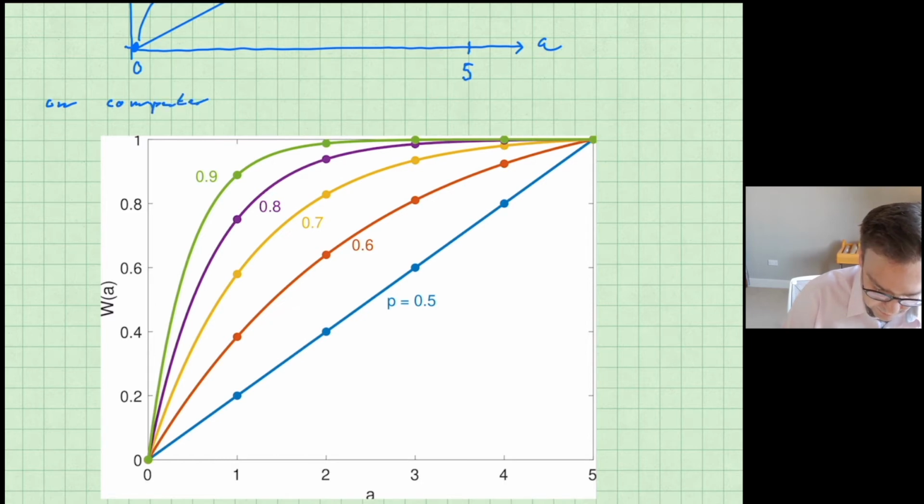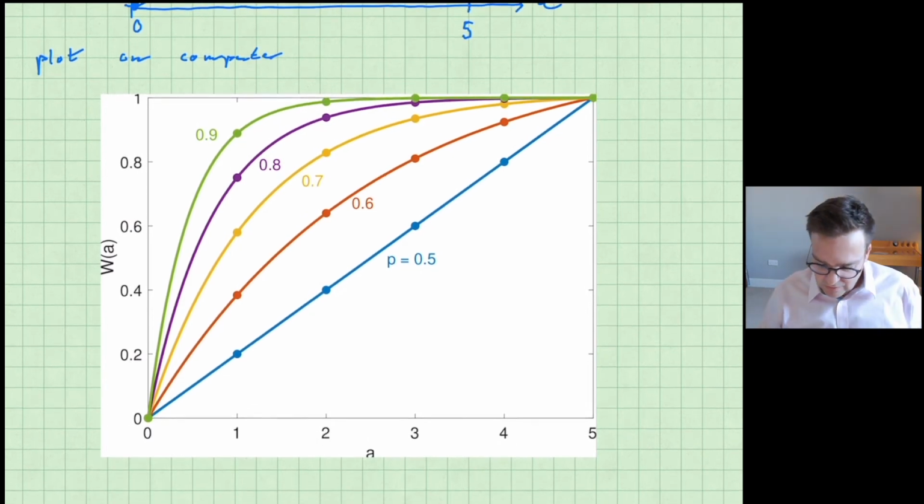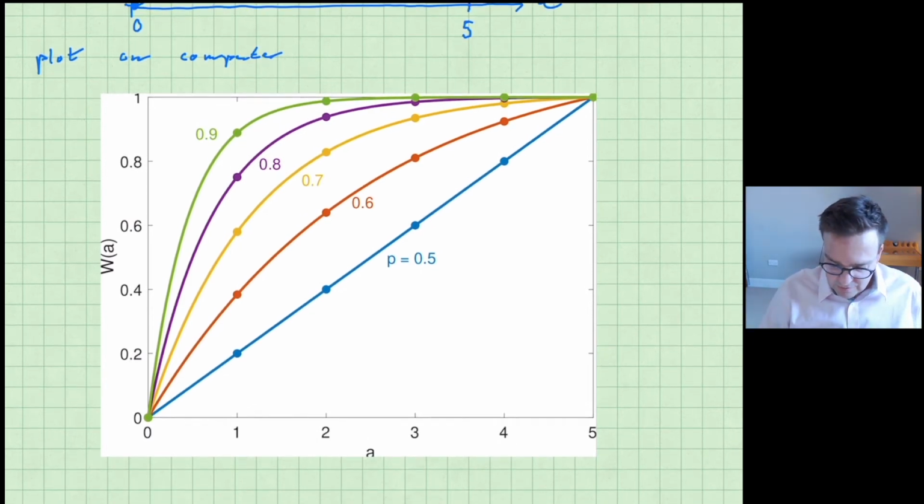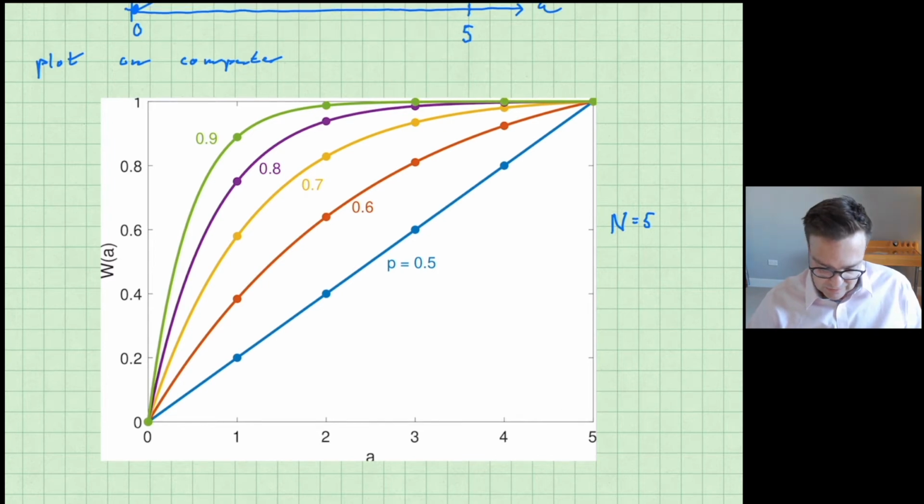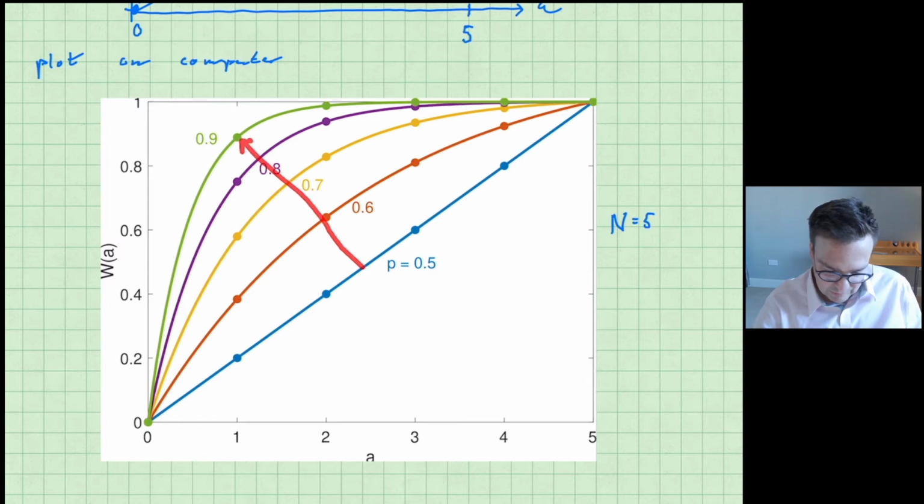If you just plot them on a computer, I think everybody here should be able to do that. Just pick a range of A values. And can you tell what I use for N here? Well, you should be able to. I gave it away because it's the same as up there. N is equal to 5. And you can see that as you increase P, you kind of pull this string up like this. So that's what it looks like with P equals 0.9.